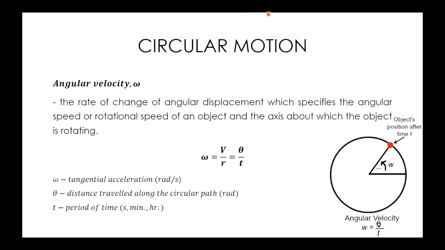So for example, dito sa ating given illustration, this is the initial position of the object and at a given period of time, nakapag-travel siya at this point. So, nakapag-travel siya at an angle with respect to our 0-degree angle. So, para makuha natin yung angular velocity na tinravel niya, ang ating formula ay theta over time. Ibig sabihin, yung angle na na-travel niya over the time na tinravel niya iyon.